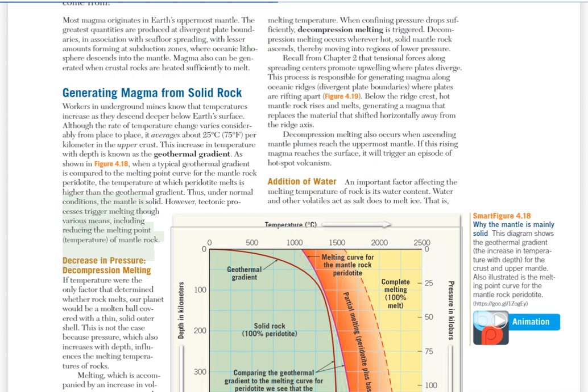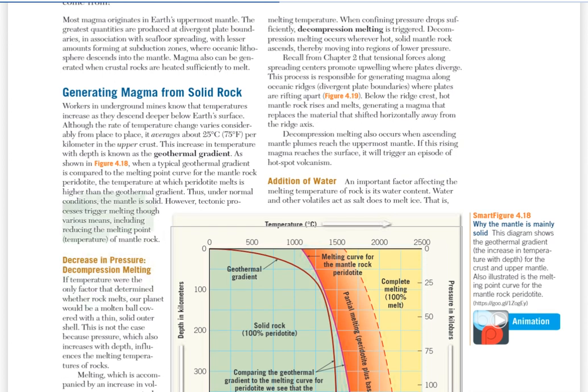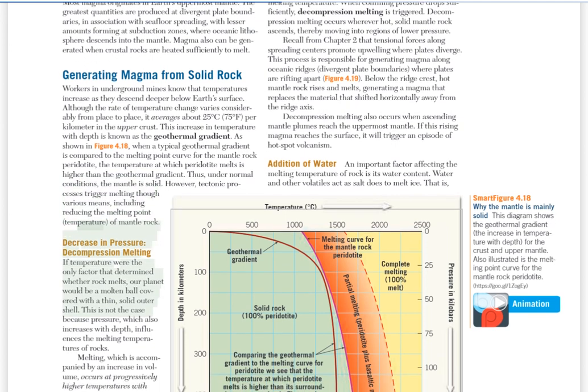If temperature were the only factor that determined whether rock melts, our planet would be a molten ball covered with a thin, solid outer shell. This is not the case because pressure, which also increases with depth, influences the melting temperatures of rocks. Melting, which is accompanied by an increase in volume, occurs at progressively higher temperatures with increased depth.